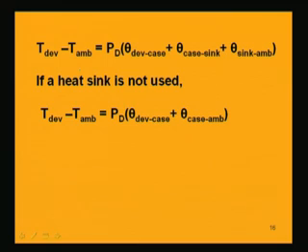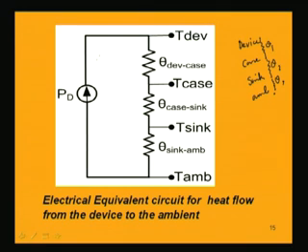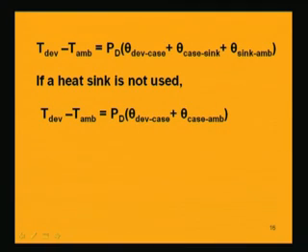So what will be the temperature difference between the device and the final ambient temperature? That difference, T device minus T ambient, is equal to PD, that is like a current, multiplied by this whole resistance, that is theta device to case plus theta case to sink plus theta sink to ambient. So that is written here. It is like the same current flowing, producing the voltage across these three resistances by multiplying it by the resistances. This is when a heat sink is used.